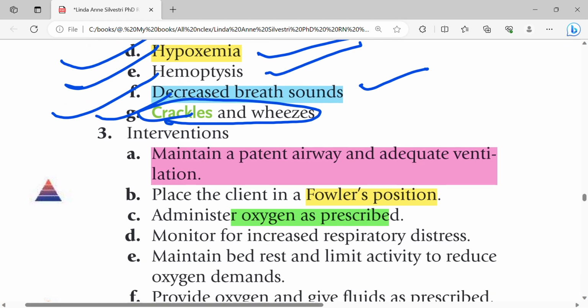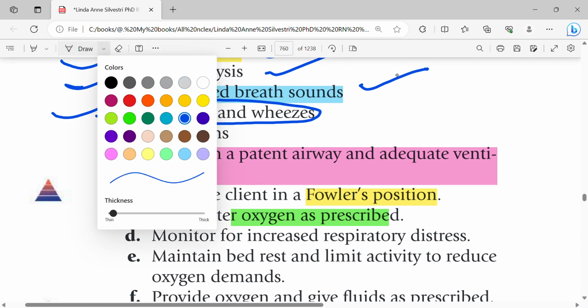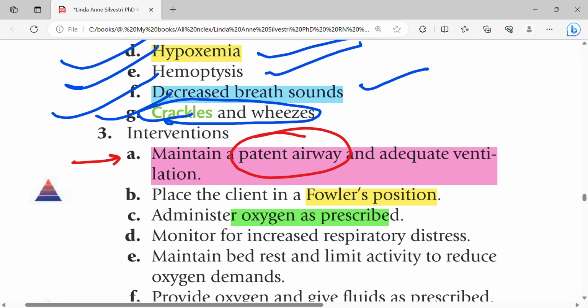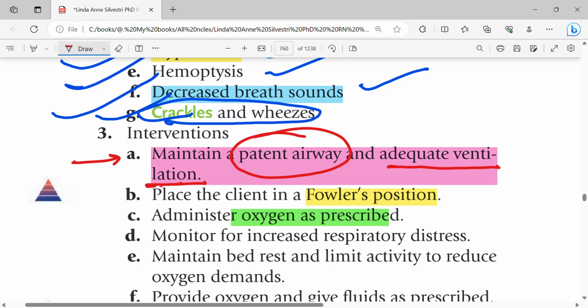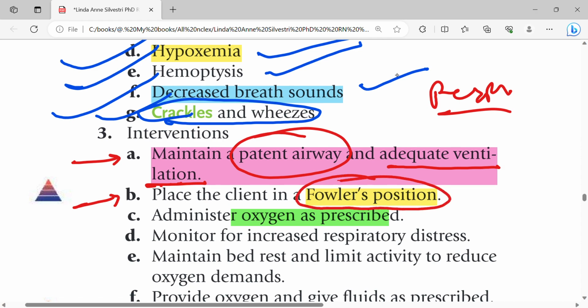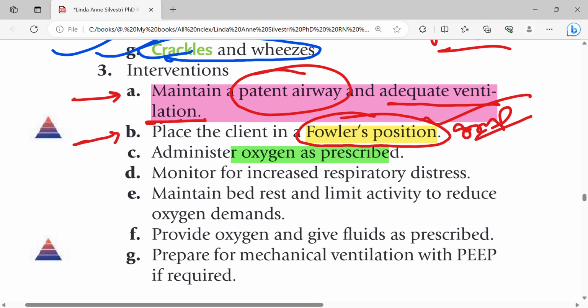So what interventions are needed? Maintain a patent airway and adequate ventilation. Always remember, whenever a patient has a respiratory problem, we should provide the Fowler's position. This is very important. For any respiratory difficulty, provide semi-Fowler's or Fowler's position.